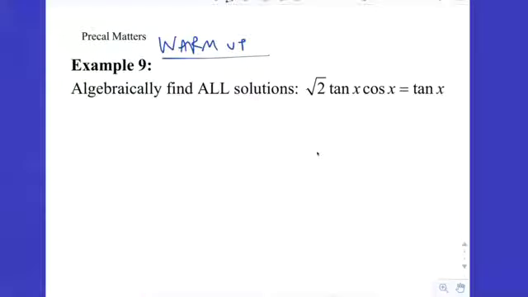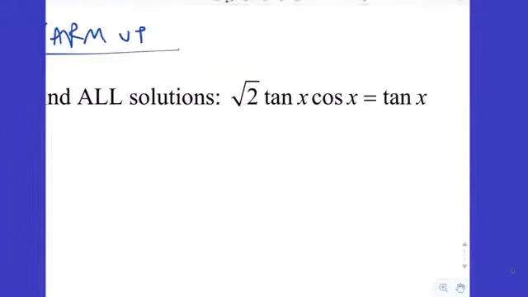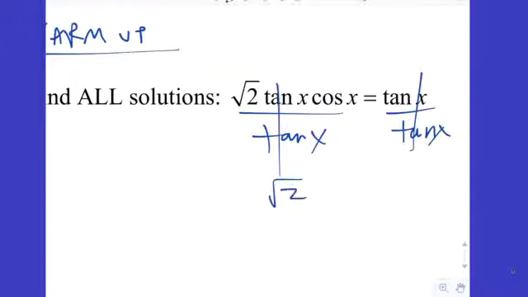Example 9. Let's see how y'all did. So we talked yesterday about solving trigonometric equations. Did anyone divide both sides by tangent? Anyone do that? Would that be legal? No, why not? What? It's Friday. Would it be legal on a Monday?